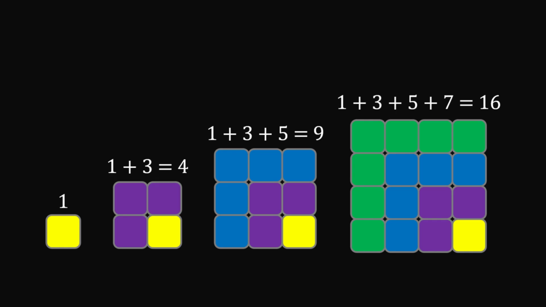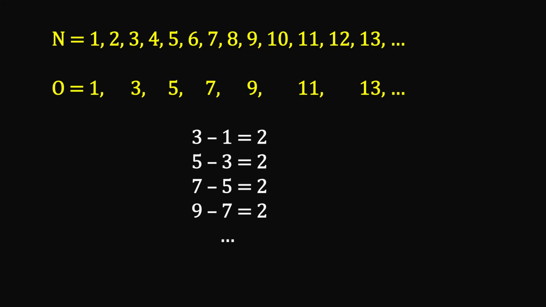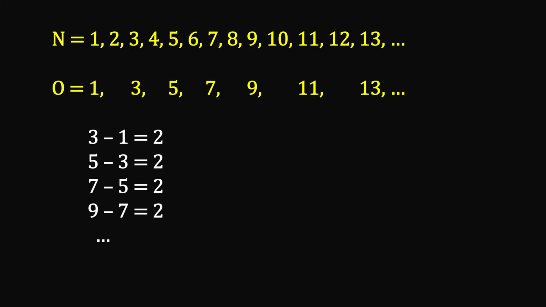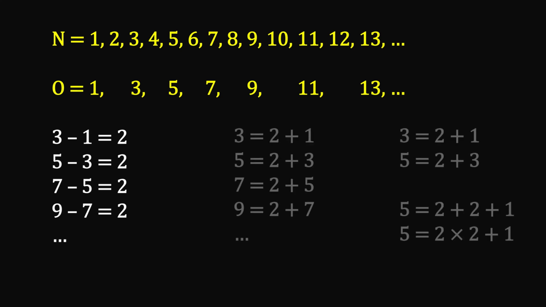You can try this out for larger and larger squares and it will work out. Why? Let's see it with some rigor. Take a list of the first few natural numbers and duplicate the odd numbers. What you will observe is that the difference of any two consecutive odd numbers is always 2. You add 2 to an odd number to get the next odd number.